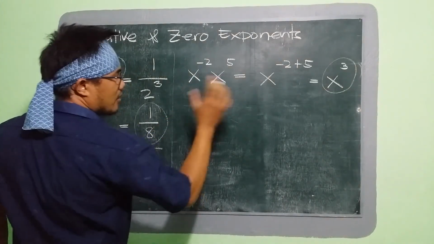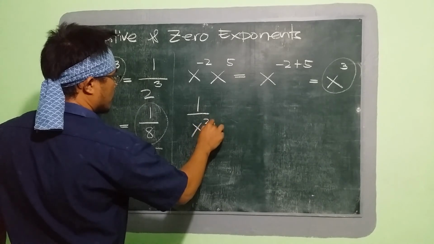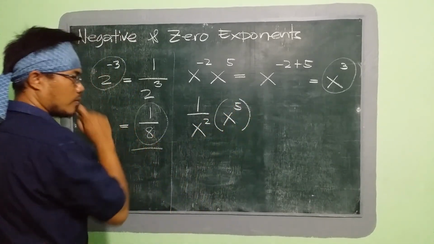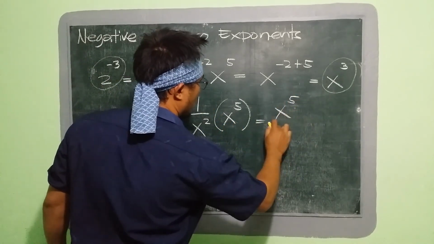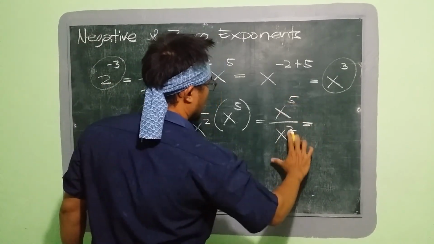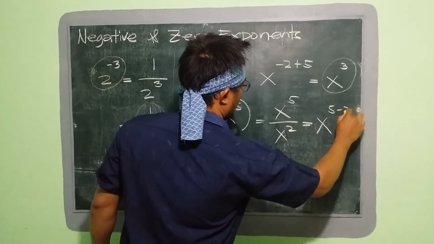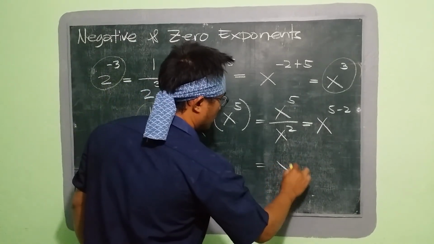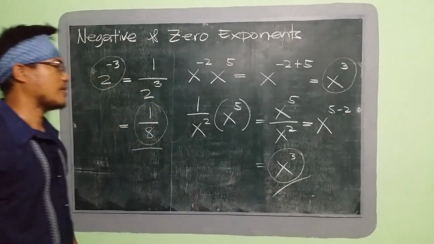Or we can solve this one in another way. So x to the power of negative 2 is equivalent to 1 over x squared, times x to the 5th. So x to the 5th times 1 is x to the power of 5 over x squared. So no more negative exponents, so that is x to the power of 5 minus 2. Applying the law of exponents, 5 minus 2 is 3, so x cubed. The same answer.